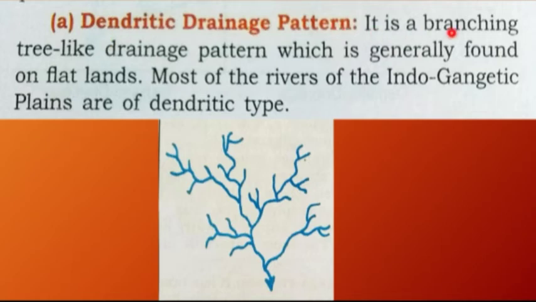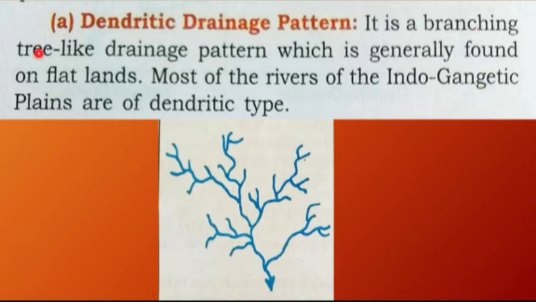Dendritic drainage pattern. It is a branching tree-like drainage pattern which is generally found on flat lands. This is a flat land. Can you see any contour here? No. So this is a flat land. And most of the rivers of the Indo-Gangetic plains are of dendritic type. An example of dendritic type can be asked. You must write Indo-Gangetic.